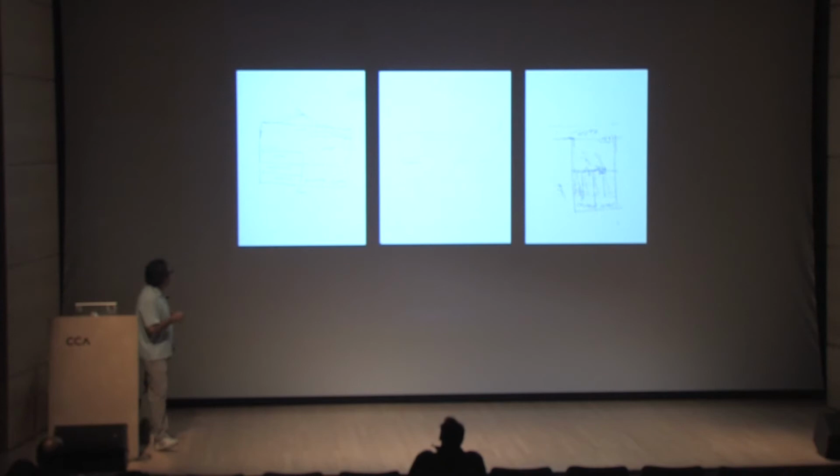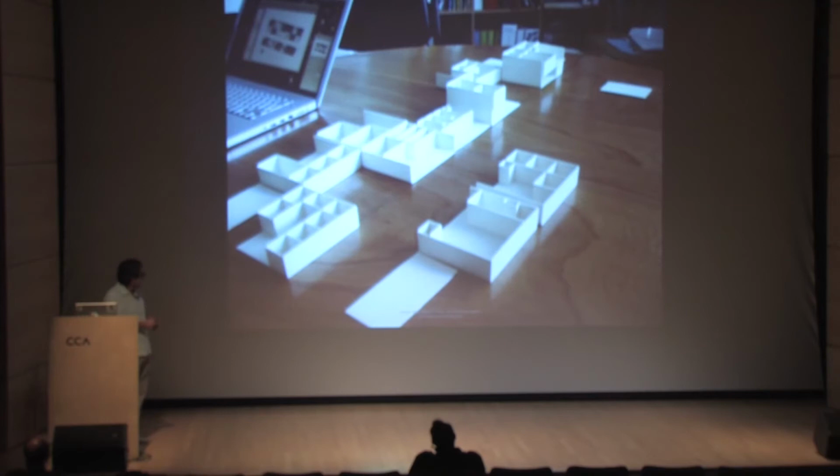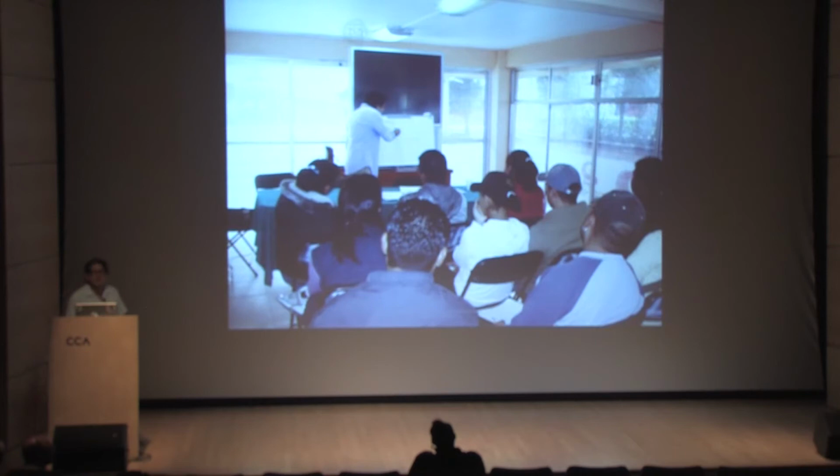So we started to talk about their drawings and the kind of life they have and the kind of life they want. And we made models of their possibilities. And we started to show them that it was almost impossible to live in a place like this.